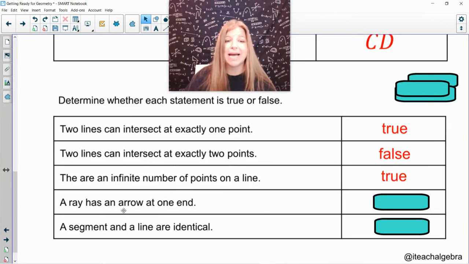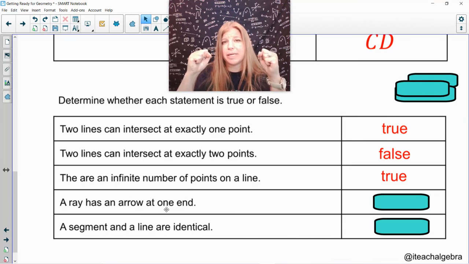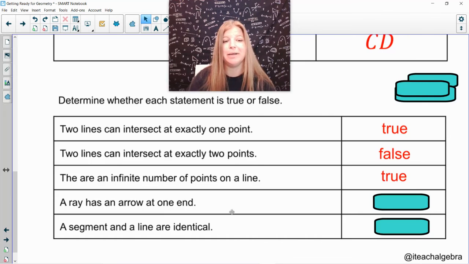A ray has an arrow at one end. So a ray is like a line segment that has an endpoint, but a segment has two endpoints. A ray has an endpoint and then an arrow extending in that direction. Very good. So that is true.